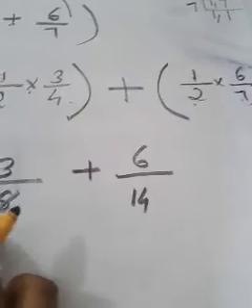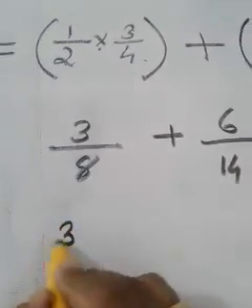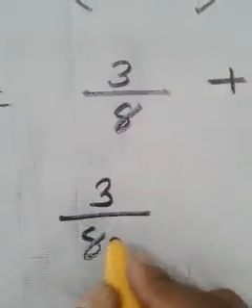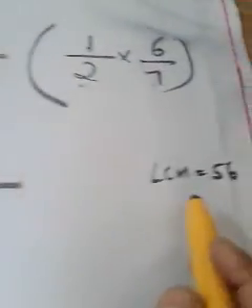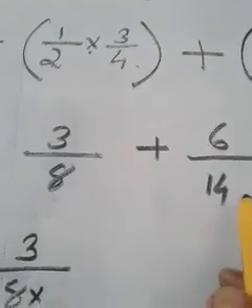Then I am going to multiply and make the denominator 56. So 3 by 8, how can I make this denominator 56? Because I got the LCM as 56, so I have to make both denominators 56. That is the rule.